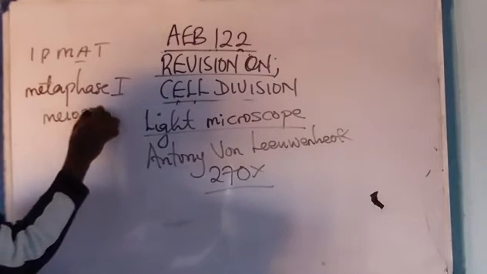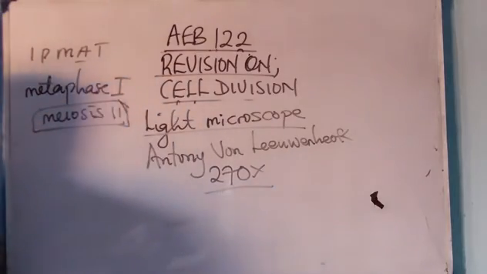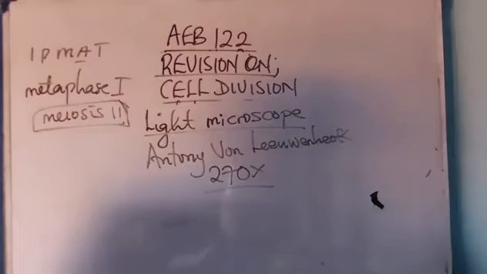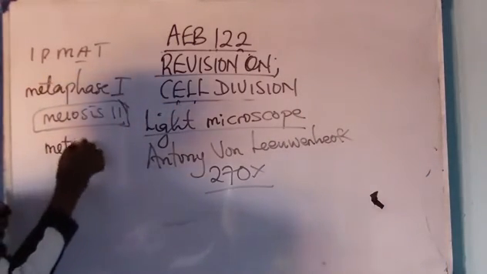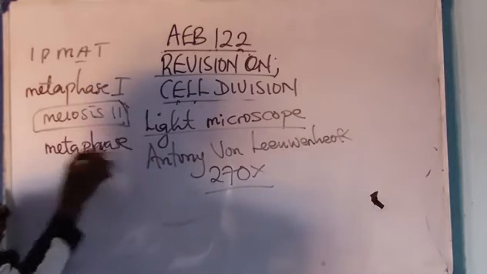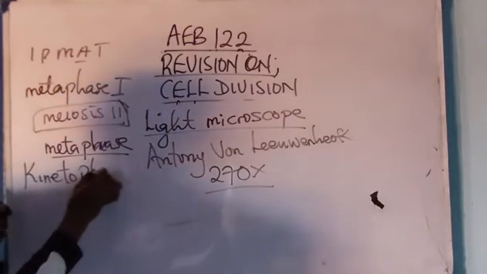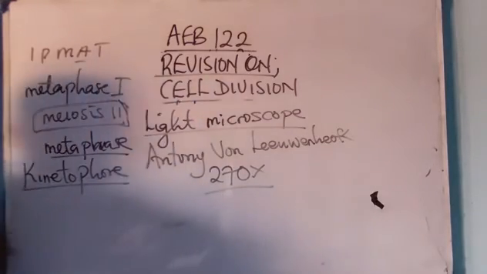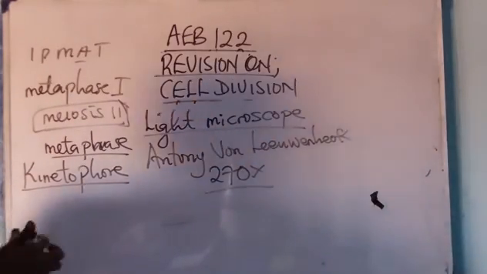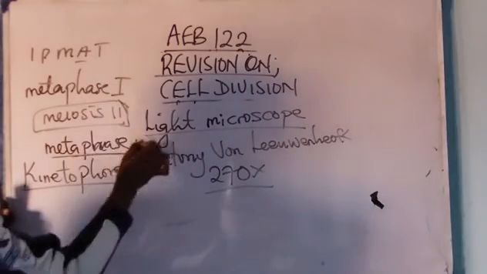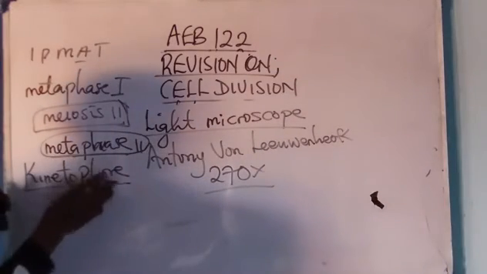Now the next one is meiosis 2. Meiosis 2 is very similar to what happens in mitosis. The only one I'm going to be focusing on is metaphase 2. During metaphase 2, there is formation of kinetochore. Please take note, kinetochore is formed in which of these stages? Metaphase 2. Kinetochore is produced.